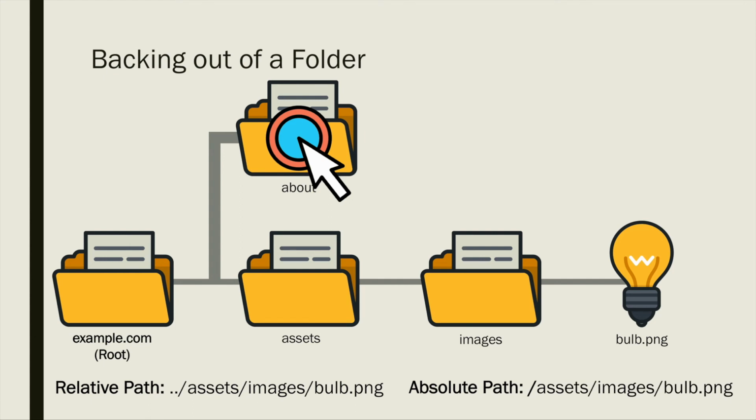If you just want to use the absolute path and no dots, that means that we're starting from the root directory. Hey look, root directory. Going into the assets, the images, and finding the bulb. So again, the delimiters allow you to separate the folders. The ../ allows you to go up one folder in the file directory tree. Every time you have a ../ that means you're going up one folder and you're going back out of it.